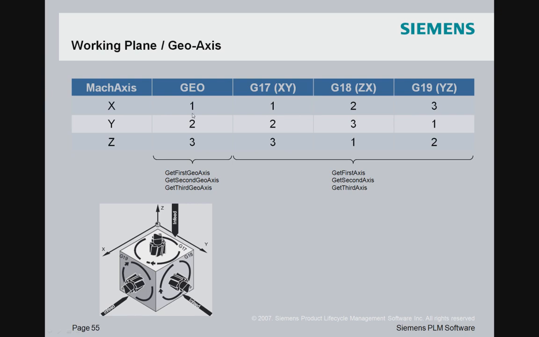So the geo-axes always contain X, Y, and Z, but there's a method in CSE that you can use, get first geo-axis, get second geo-axis, and other methods, and depending on which plane is active they change the value. We will make use of that shortly so that you better understand what's meant here.